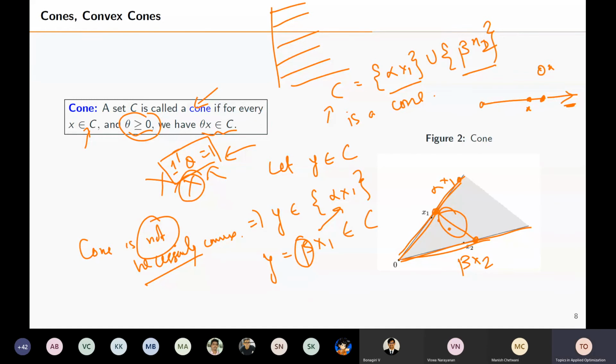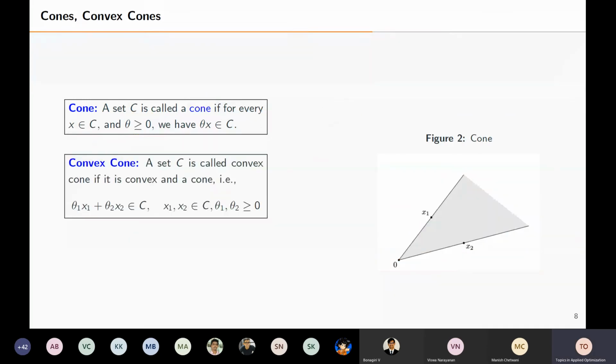Okay. And hence now we talk about convex cone. So a cone which is also convex is called a convex cone. It is very simple, right? In general, a cone is not convex, but for instance here, if I also include the inner shaded area, then it becomes convex, and it remains a cone.